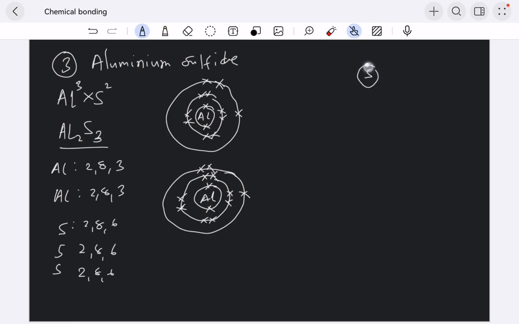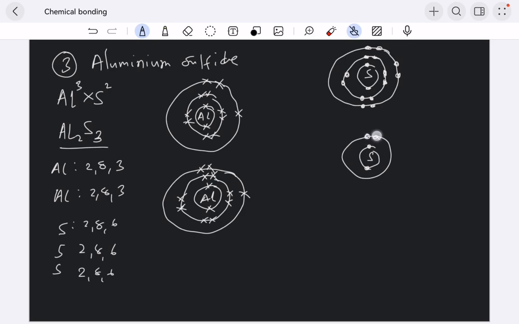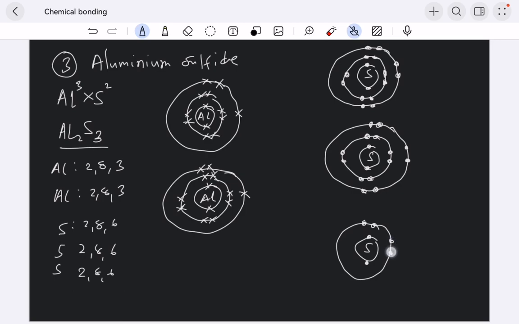So we have sulfur 2, 8, 6. So they are coming from group 6, meaning they have to gain 2. Then another sulfur. So we have 3 sulfur atoms.